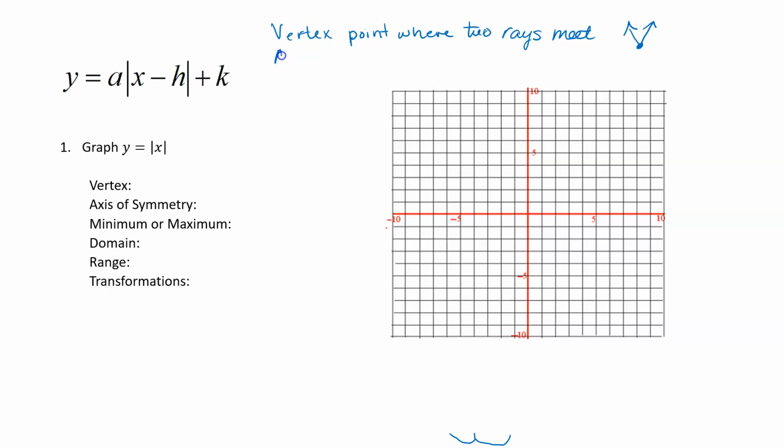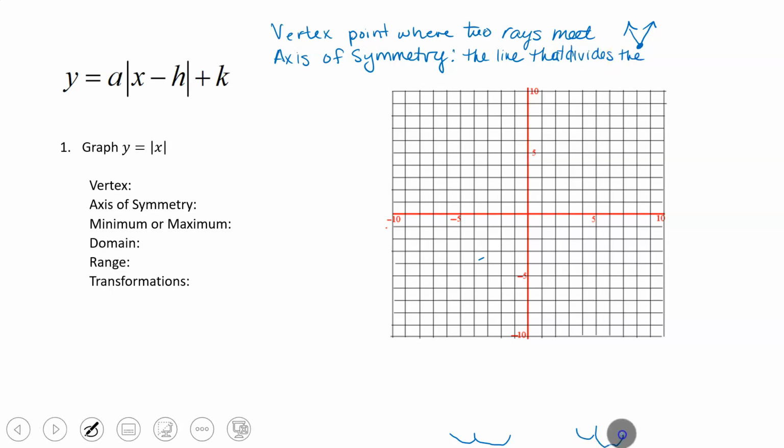An axis of symmetry is the line that divides the graph in half into two parts that are reflections. The two sides are reflections of each other. So that's this line that goes right through the vertex. And since it's a line, we're always going to write the axis of symmetry in the form of a line. So it'll be x equals something.